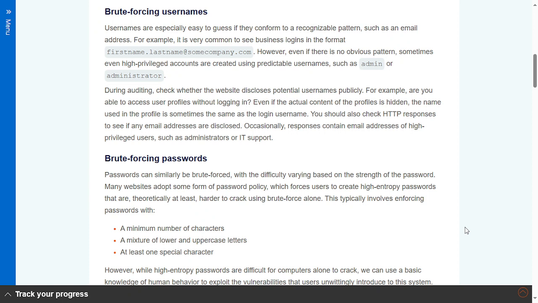During auditing, check whether the website discloses potential usernames publicly. For example, are you able to access user profiles without logging in? Even if the actual content of the profiles is hidden, the name used in the profile is sometimes the same as the login username. You should also check HTTP responses to see if any email addresses are disclosed. Occasionally, responses contain email addresses of high-privileged users, such as administrators or IT support.